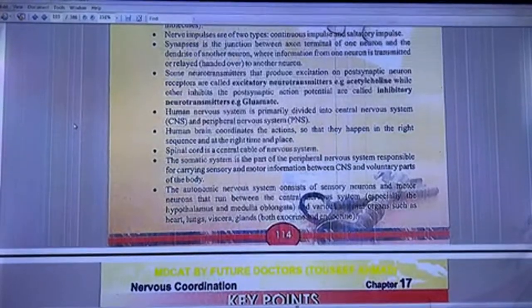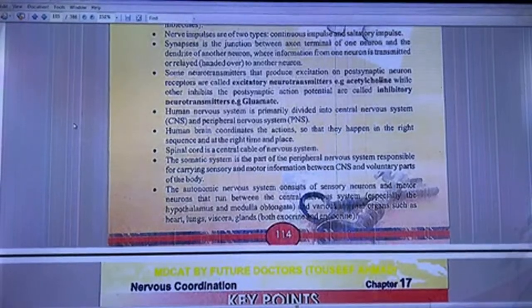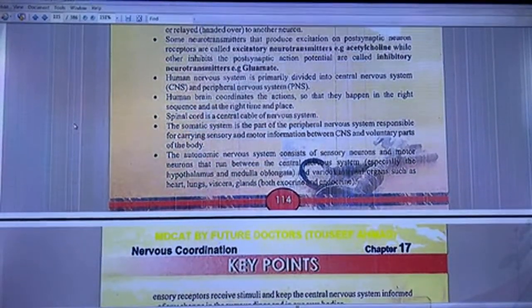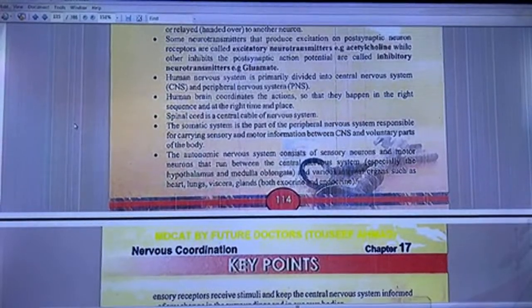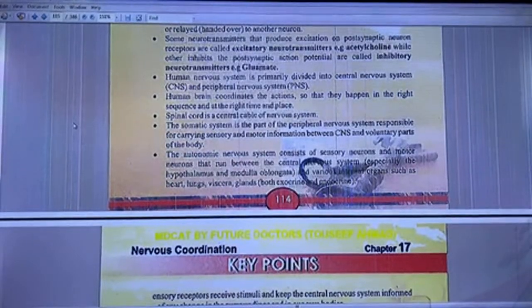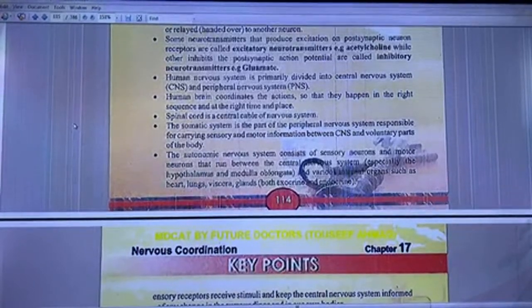A synapse is the junction between the axon terminal of one neuron and the dendrite of another neuron, where information from one neuron is transmitted or relayed, handed over, to another neuron. Some neurotransmitters that produce excitation on the postsynaptic neuron receptor are called excitatory neurotransmitters, such as acetylcholine, while others that inhibit the postsynaptic action potential are called inhibitory neurotransmitters, such as glutamate.